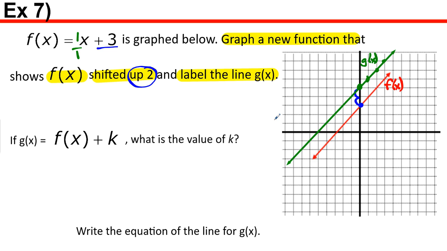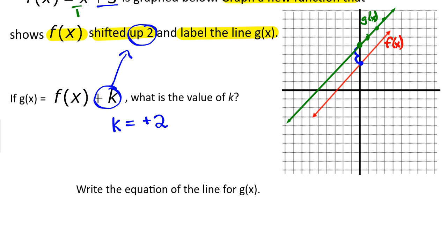So now that we have graphed a new function, we shifted it up 2 and labeled it g of x. They want us to find, well, what is the k value for g of x? Or not g of x, but what's the k value that we added to f of x to get g of x? Well, again, the k value is always just that vertical transformation. So we shifted up 2. So what's our k value? Positive 2.